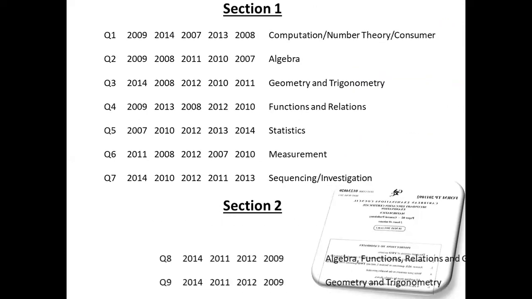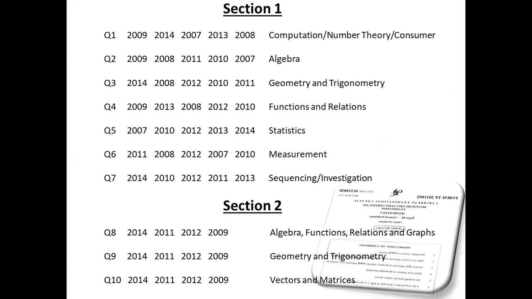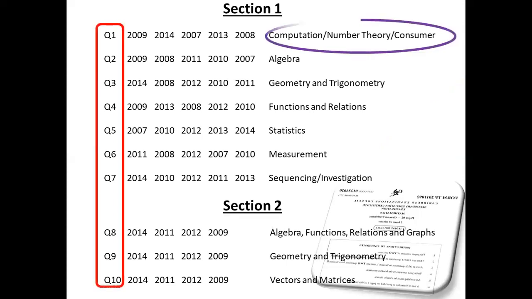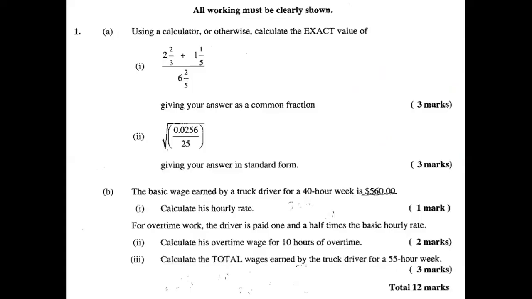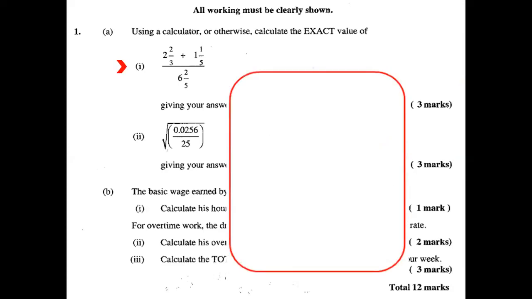All right, so what we'll be doing in this 10-part series is covering 5 questions from each of the questions. So for question 1, we'll be covering 5 questions: computation, number theory, and consumer arithmetic. And for question 2, we'll be covering algebra. But let's go for this video. All right, this was 2009, I think. You will see my answer pad here, and when we go through the questions, you will see what marks are allotted.